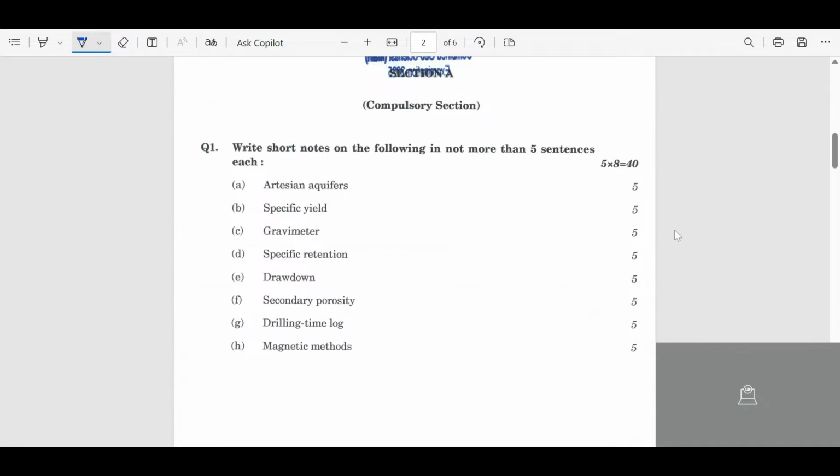The first important question is about artesian aquifers. This is a repeated theme that UPSC has recently been asking. You have to make a short note and understand this because it can be a probable topic for the GS3 paper. The specific field is not important for you because it's not the prelims, and for the mains it is not important. Specific retention is not important either.